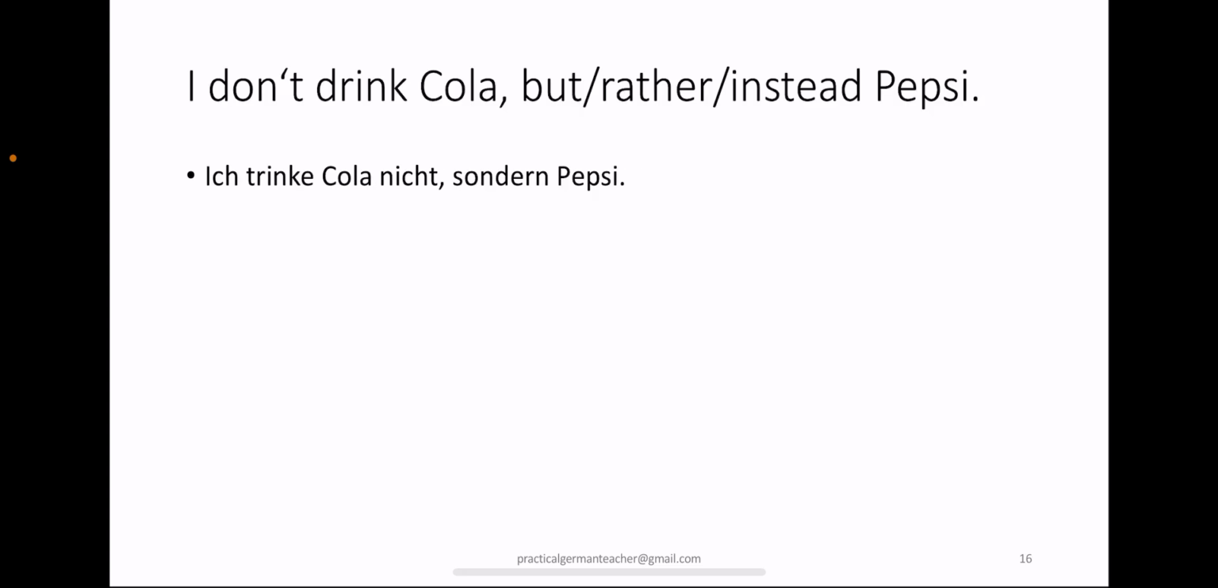Another example, by the way, when you think of sondern, you can think of it in terms of mathematics: not A but B. The sentence before the comma is A and the sentence after the comma is B. So ich trinke nicht Cola, sondern Pepsi. Not cola, but Pepsi. But it's not aber. Here you have to use sondern. When you think of sondern, think of rather or instead of from English. This is another conjunction that you learned today.